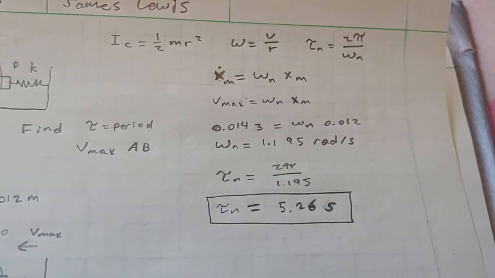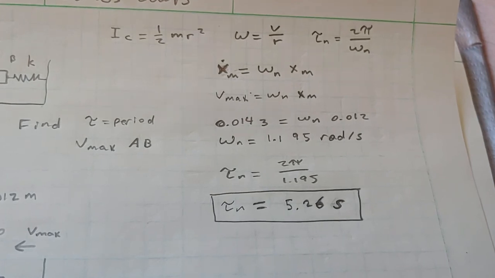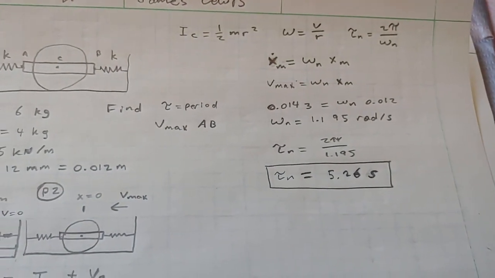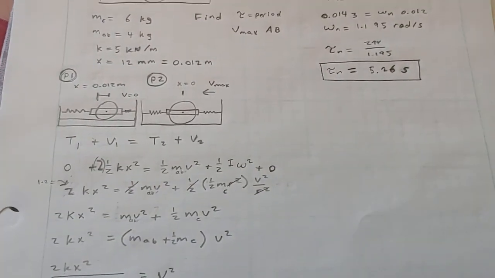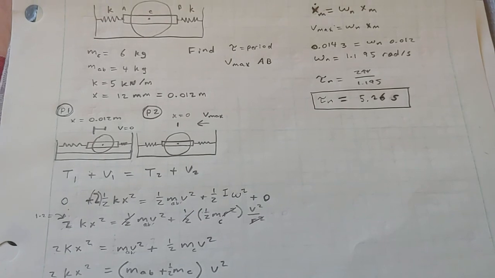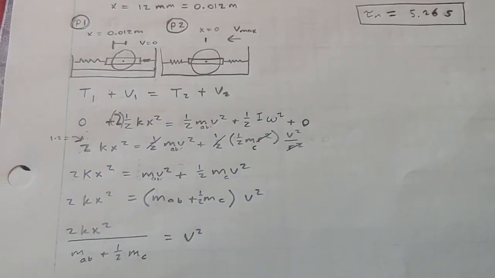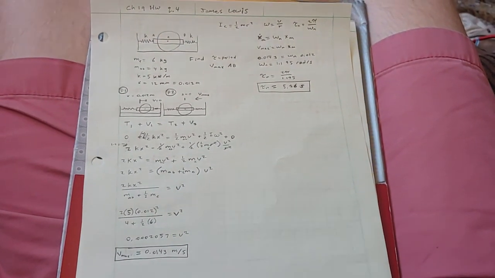plug it into our natural frequency, which comes out to be 5.26 seconds. And this is why this number and also the Vmax are so small: it's a really small system, and it's a heavy block. But I'm thinking that I might have done the ABC wrong, so I might rework those numbers and see what happens there. Anyway, here's my answer for question number 4.